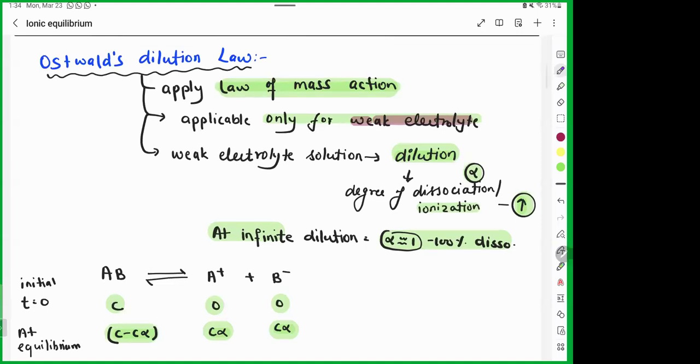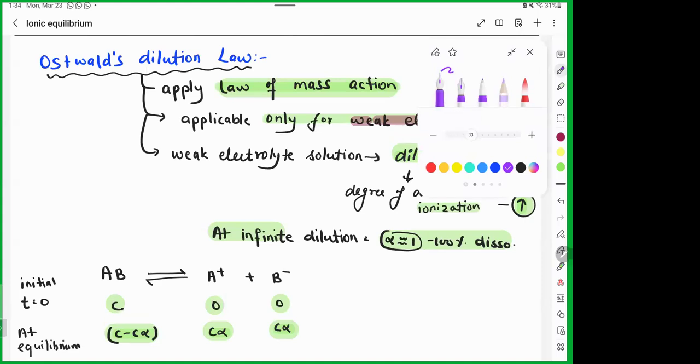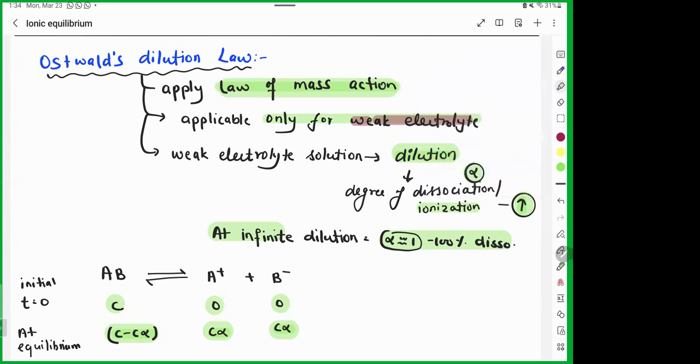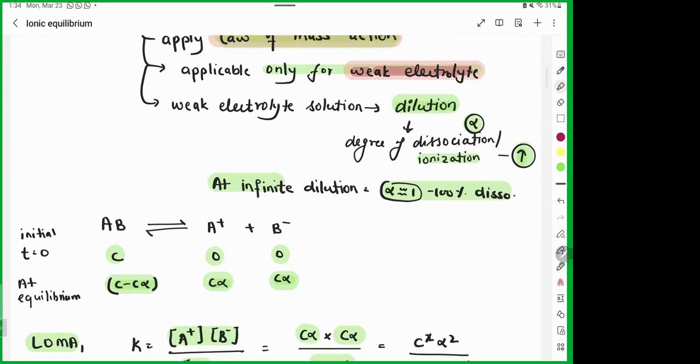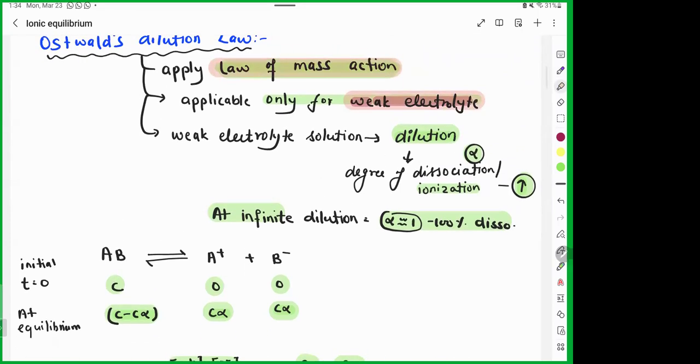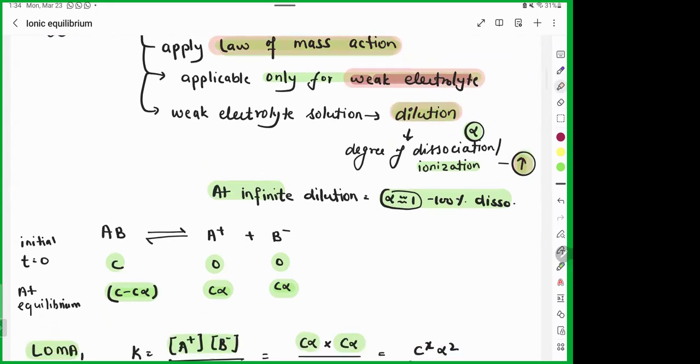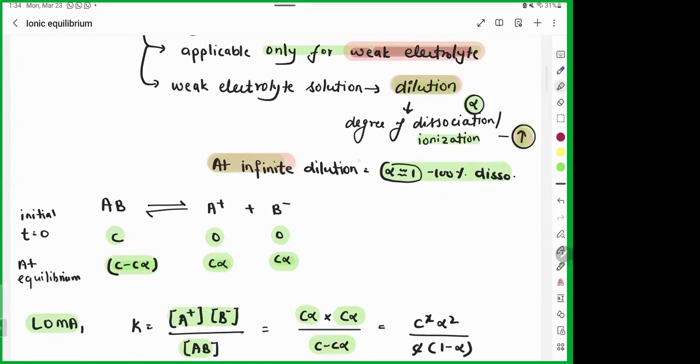So next topic is Ostwald dilution law. Ostwald dilution law is like if you have weak electrolyte, remember, full ionic equilibrium is applied only to the weak electrolyte. And here we apply law of mass action. In weak electrolyte, if you increase dilution, then degree of dissociation will increase. Correct? At infinite dilution, degree of dissociation is maximum.